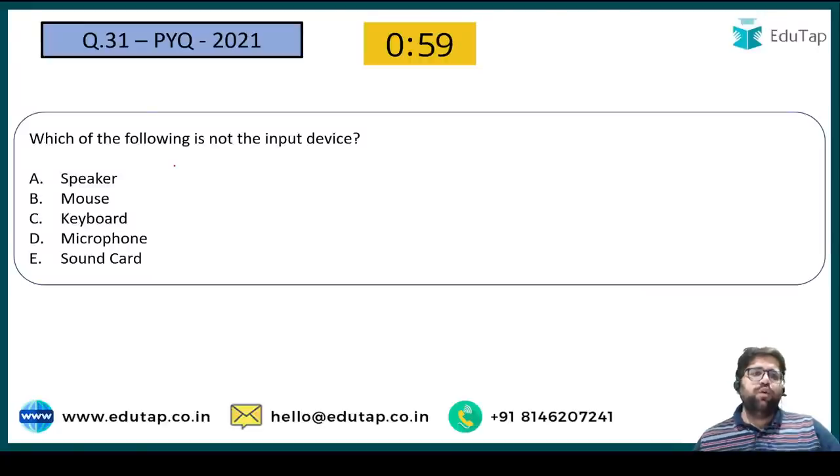Now, let's solve one more question which was there in 2021, my friends. Which of the following is not an input device? Now, I'm asking you, which of the following is not an input device?